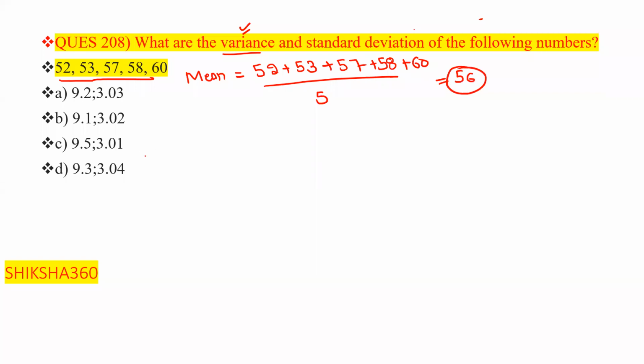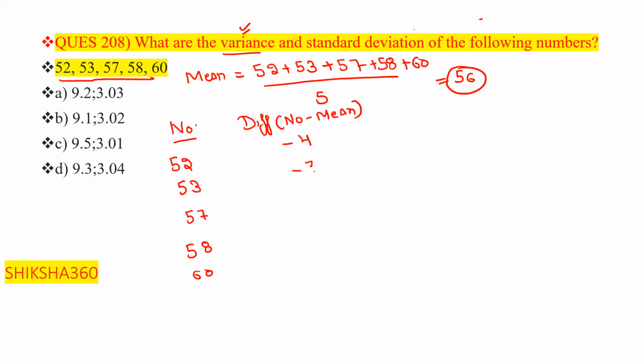Now we have to check how much it will deviate. Clear? First of all, we have to write the numbers: 52, 53, 57, 58, 60. Here we have to write the difference, number and mean. So the differences are -4 (52 minus 56), -3, +1, +2, +4.